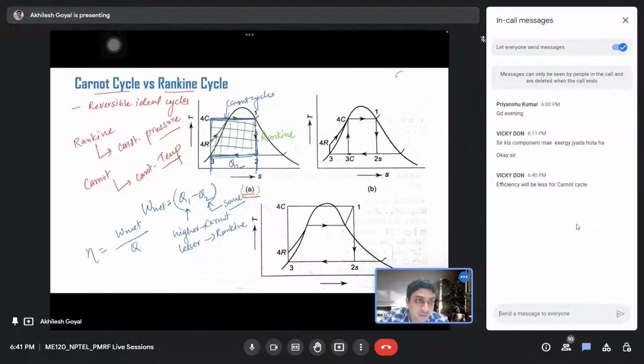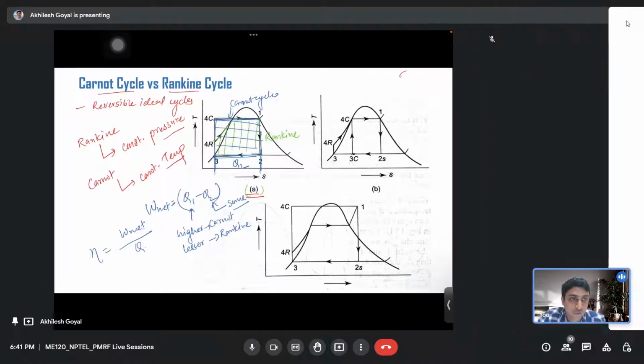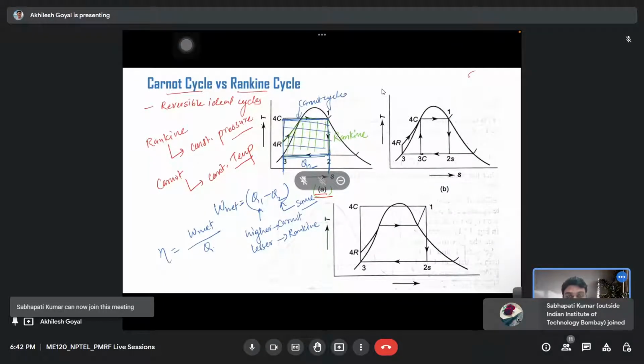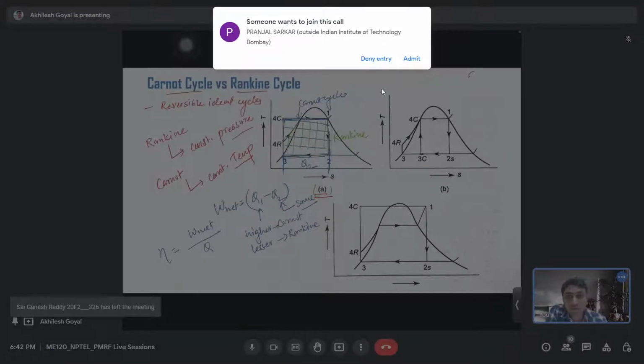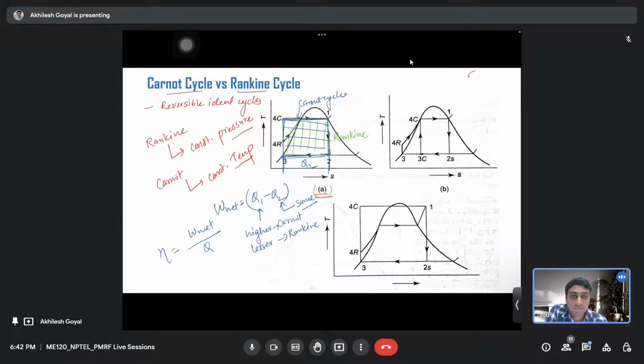So Vicky asked, efficiency will be less for Carnot cycle? No, Vicky, the efficiency will be higher for Carnot cycle, because for the same heat rejection, in the Carnot cycle the heat input is more compared to Rankine cycle. So the net work output from the Carnot cycle will be higher compared to the Rankine cycle. That way, the efficiency of Carnot cycle is higher compared to the Rankine cycle.